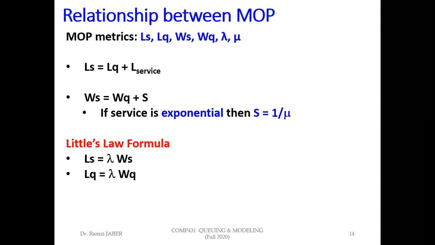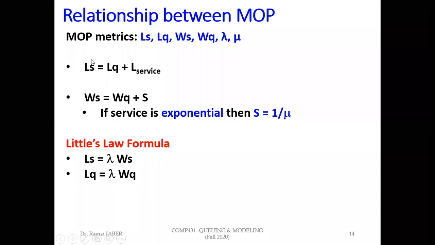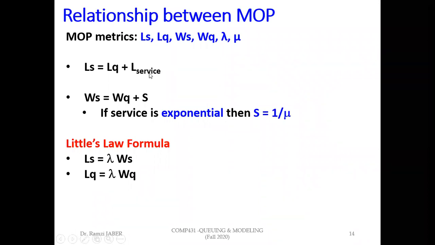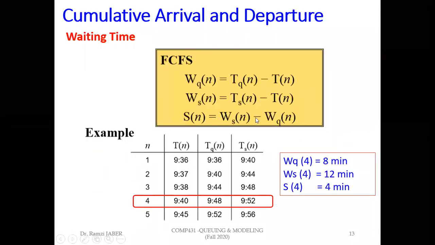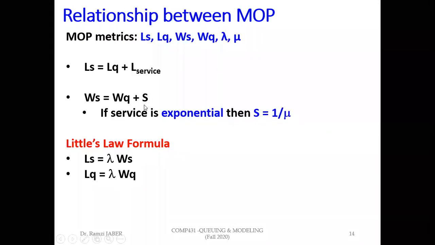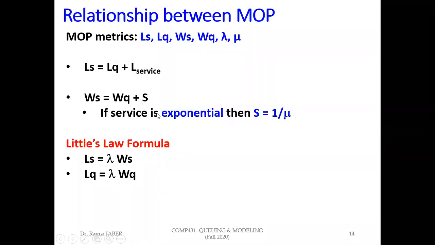Okay, so the relationship between these parameters or metrics will be: LS equals LQ plus the number of customers inside the service side. So this is the first equation. The second, WS equals WQ plus S. If the service time is exponential with mu, then S will be 1/mu.